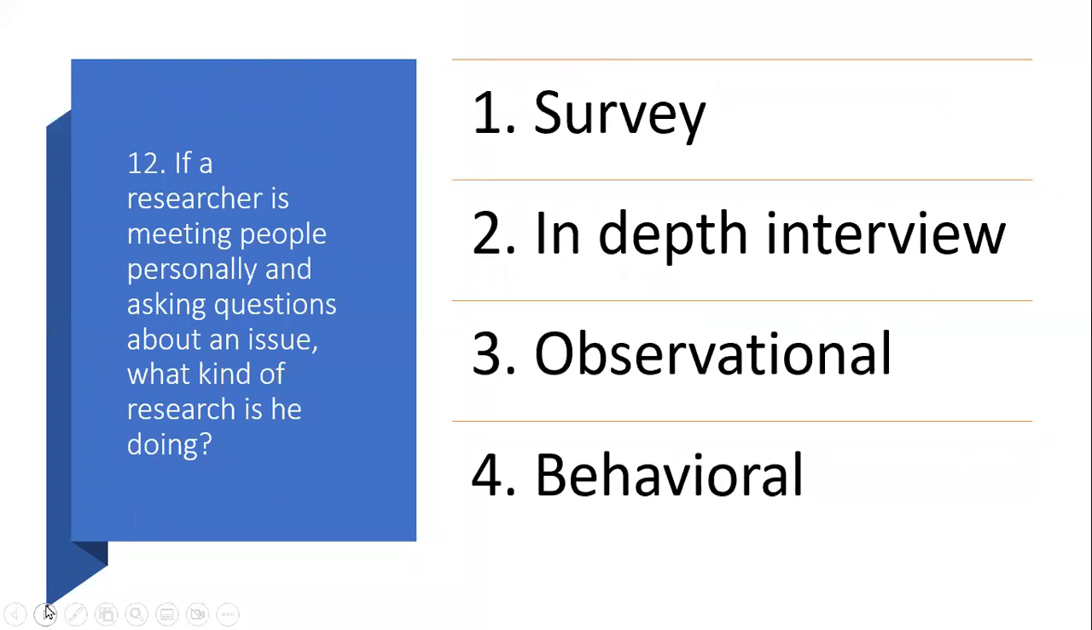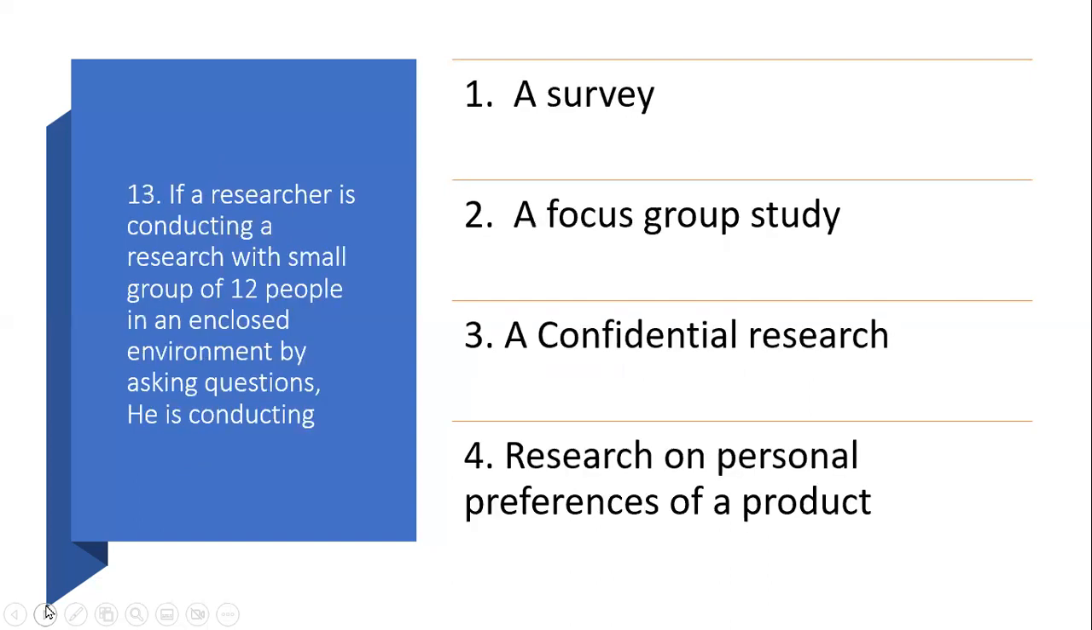If a researcher is meeting people personally and asking questions about an issue, what kind of research is he doing? If a researcher is meeting people personally, right? A survey, in-depth interview, observational, behavior. It's a survey. Number 1 is the correct. So he goes and meets people, right? So he's conducting a survey. So therefore, number 1 is the correct answer.